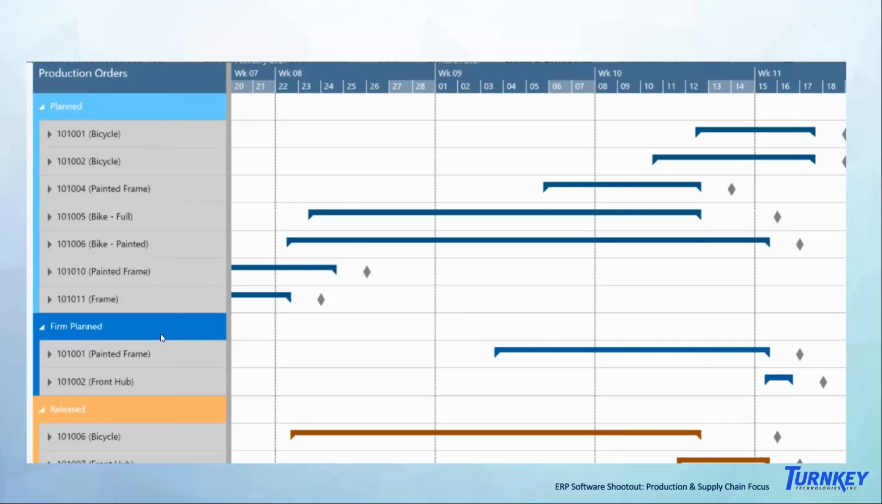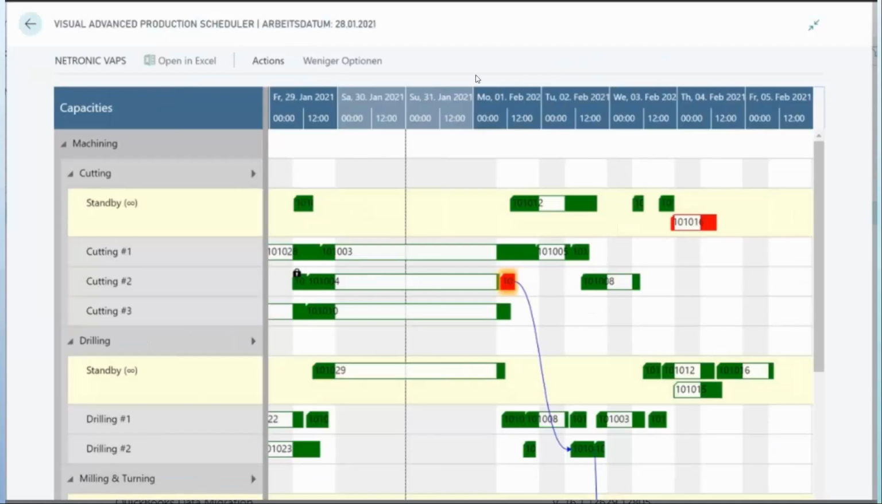I got a firm plan. Yeah, I'm good to go. I'm ready to release these guys. And then there's release, and now I'm really committed to them, and they're out on my production floor, and they're working. Same thing kind of around capacity and production scheduling.